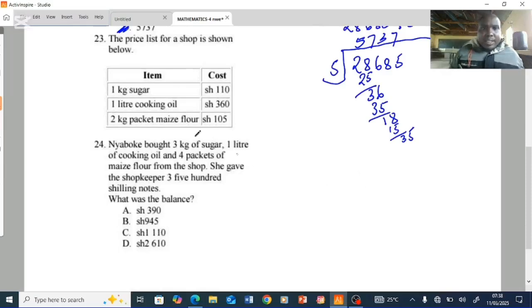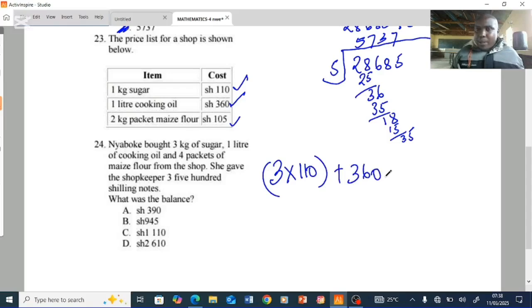Nyabuki bought 3 kilograms. So this box here shows 1 kilogram of sugar is this amount, 1 liter is this amount, and 2 packets of maize flour is this amount. So Nyabuki bought 3 kilograms of sugar. So 3 kilograms times 110. Then plus 1 liter of cooking oil. 1 liter is 360, so you add 360 to get the total amount of money used. 4 packets of maize. So 1 packet is 105. So what about 4? It is 4 times 105.